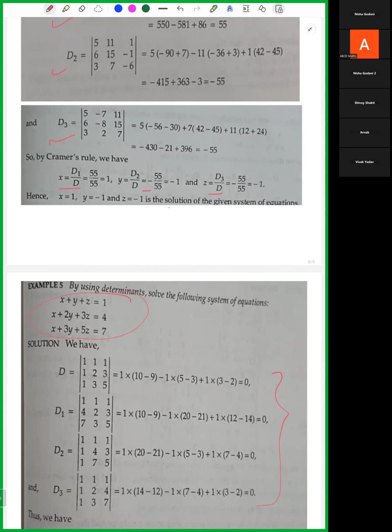Before doing that, if you have any questions, please ask. Is it clear to all about this elimination method for two equations in two unknowns or for this Cramer's rule? If you have any query, please ask.